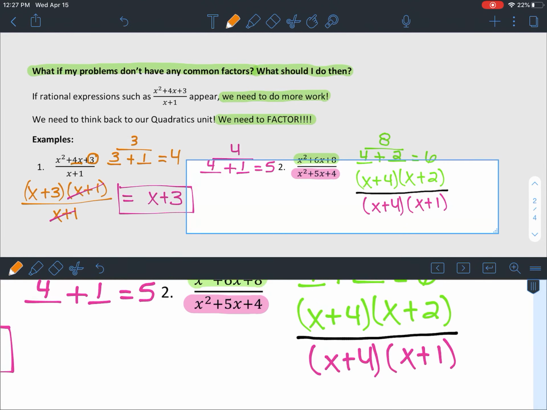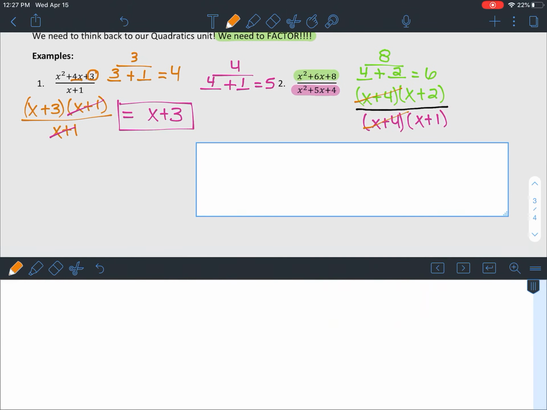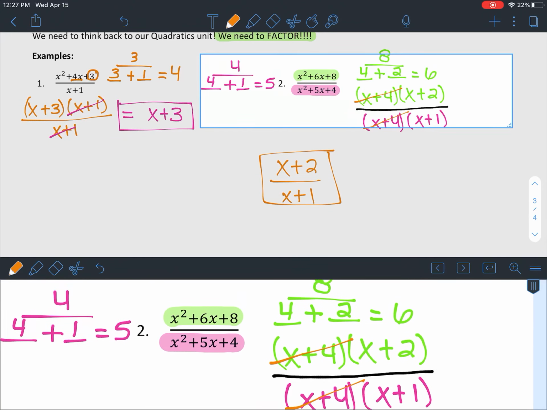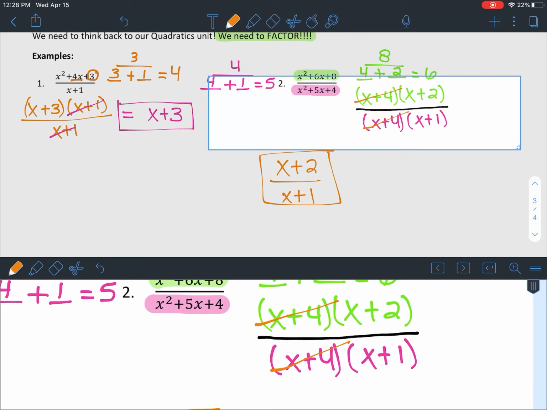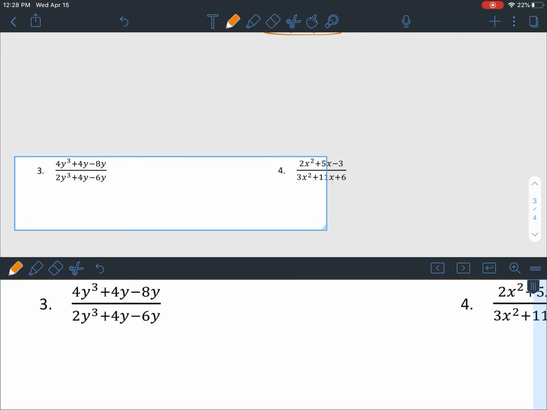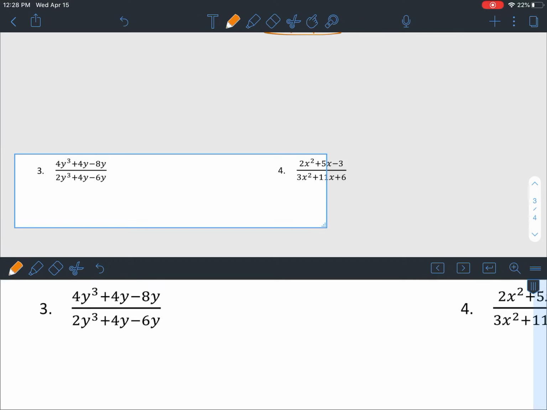Now things look a little bit prettier because from here I can cancel some things out. I have an x plus 4 on top and an x plus 4 on bottom, so I can cancel those guys out. I have x plus 2 on top and x plus 1 on the bottom. I can't do anything there. So my final answer here is going to be x plus 2 over x plus 1. So again, for this one, all we did was factor the top, factor the bottom, see what we could cancel out, and simplify. So if we move down here, this one looks super fun. I love these. So I'm going to do pink on the top again.